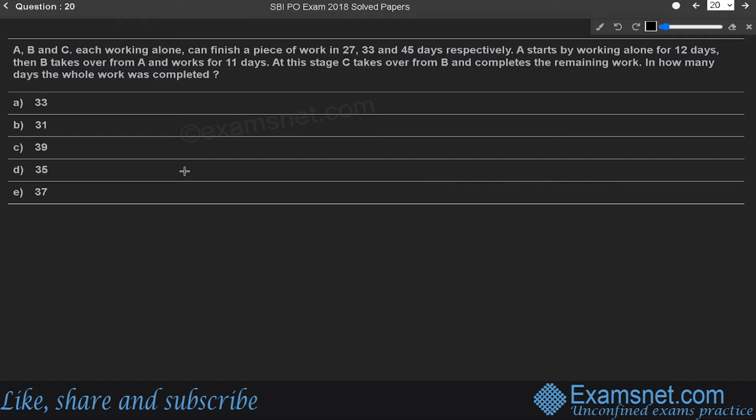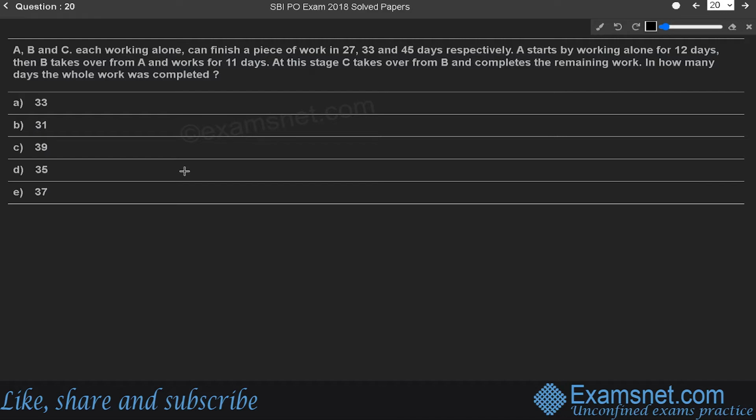Next question is A, B and C each working alone can finish a piece of work in 27, 33 and 45 days respectively. A starts by working alone for 12 days. Then B takes over from A and works for 11 days. At this stage, C takes over from B and completes the remaining work. In how many days the whole work was completed? This is a question which comes from work and time.